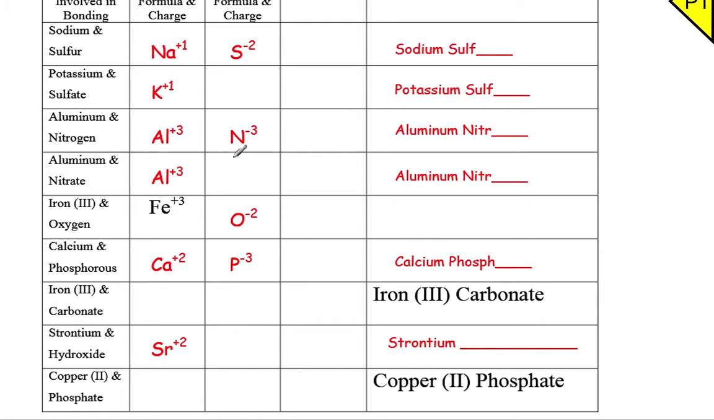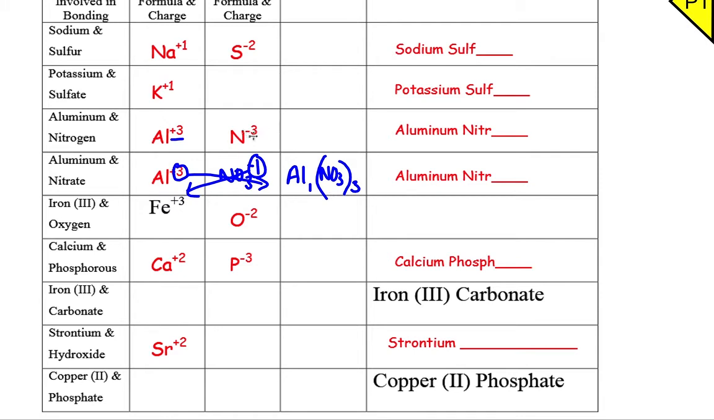You could think of this as kind of logic like I was doing, showing you that this wants to give up 3 and this guy can only take 1. Or you could use the crisscross method. Take this 3, not the plus, just the 3, and put it there. Take this 1 and put it there. And that's how you end up with Al, imaginary 1, NO3, and we're going to put a 3 after it.